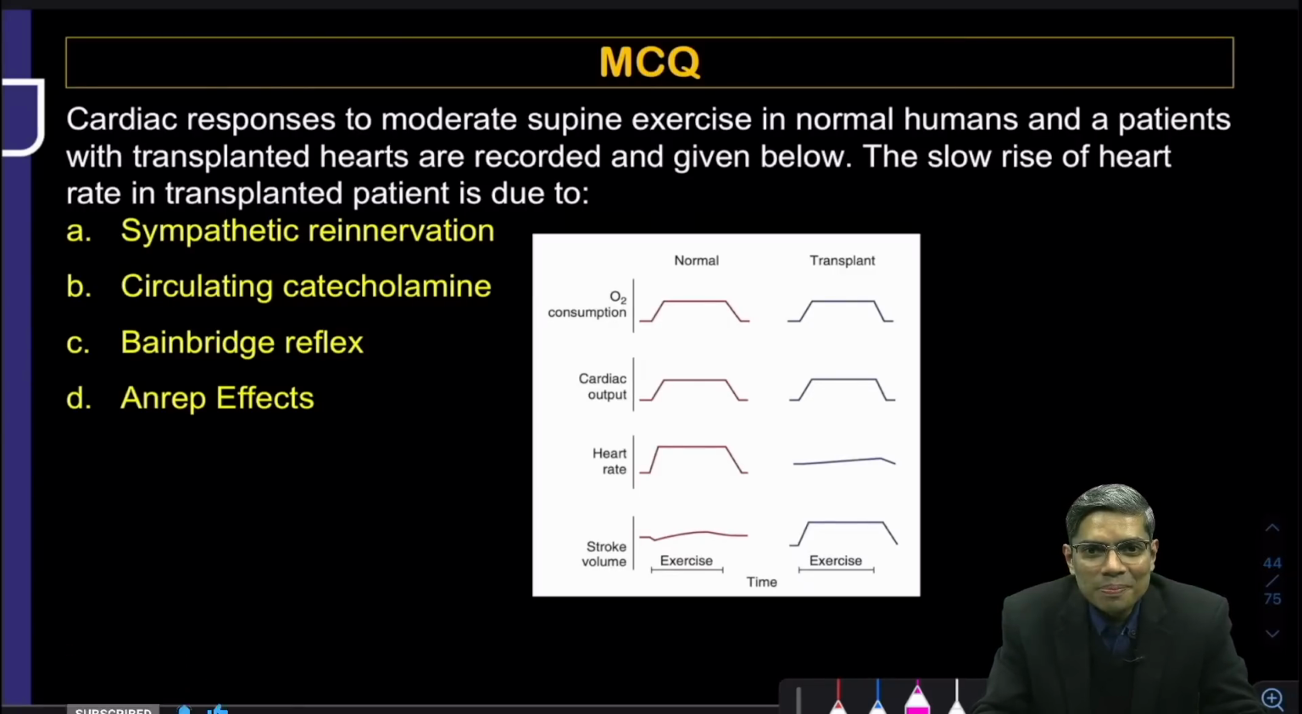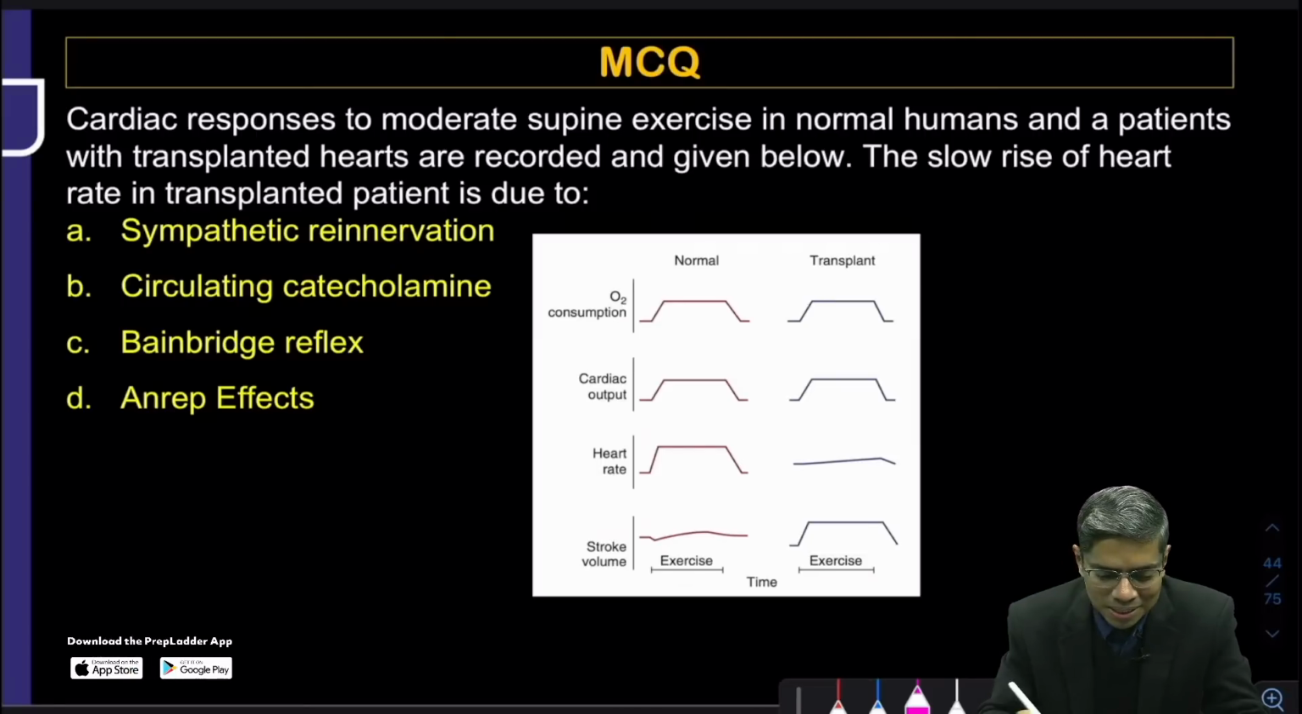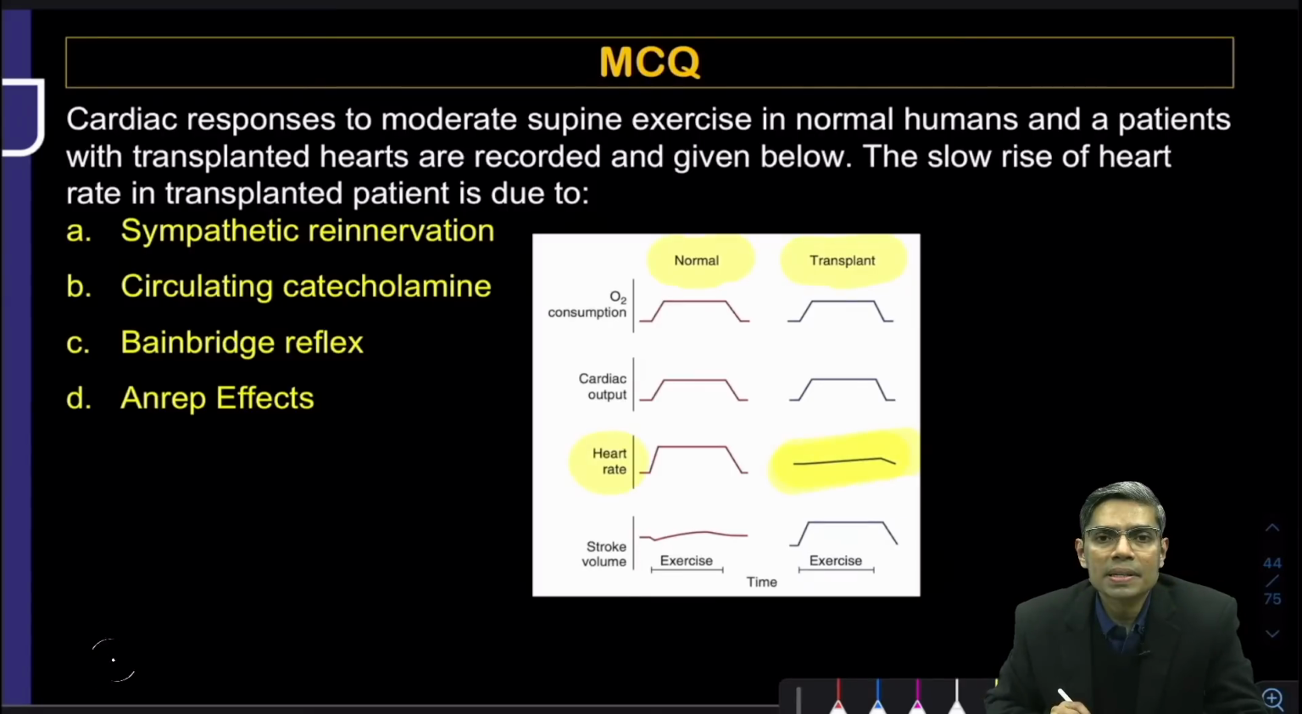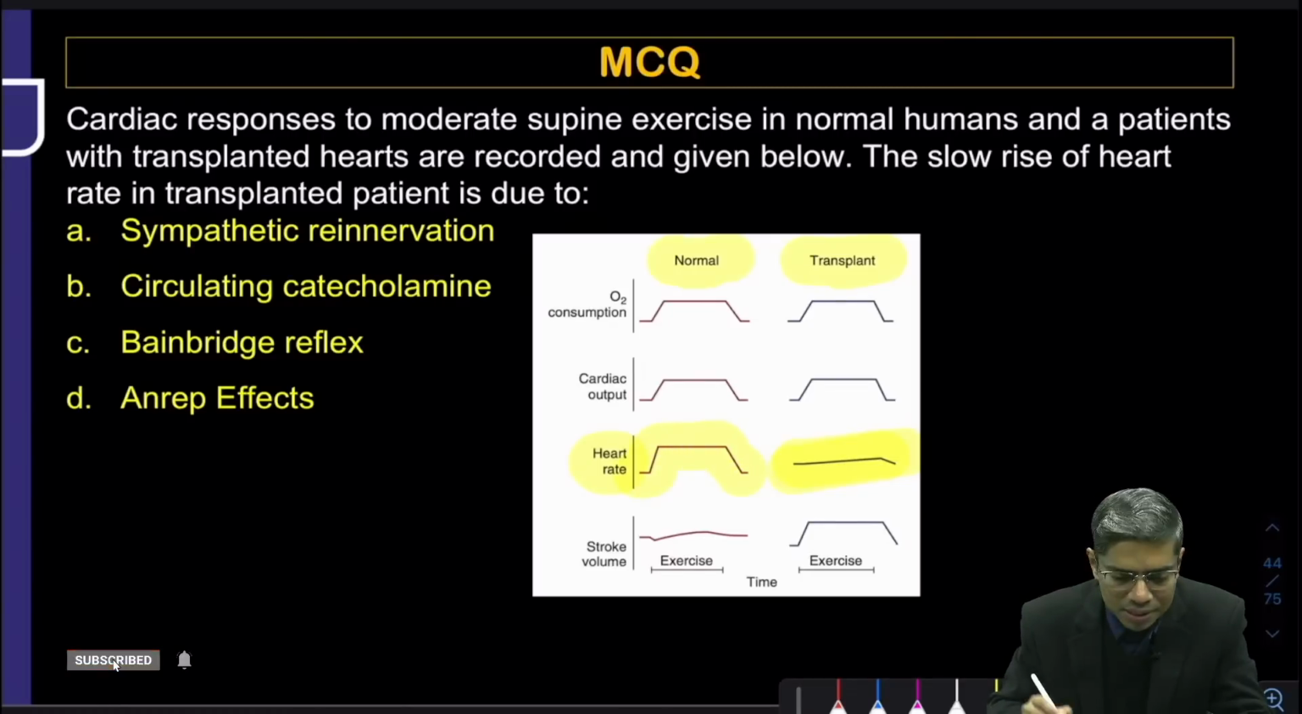Okay. So now here you look at the curve. One curve is from a normal person, one is from a transplanted person, right. The marked difference that you can find here is that the heart rate is rising gradually in the transplanted person, okay. But in case of a normal person, the heart rate is rising very rapidly, okay.